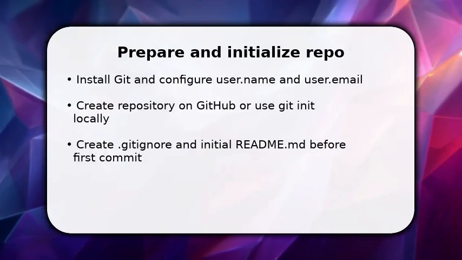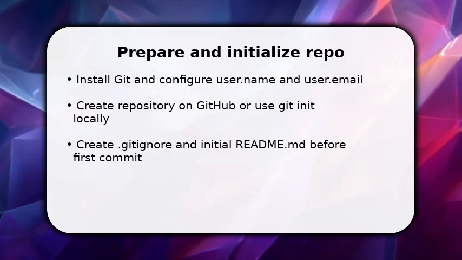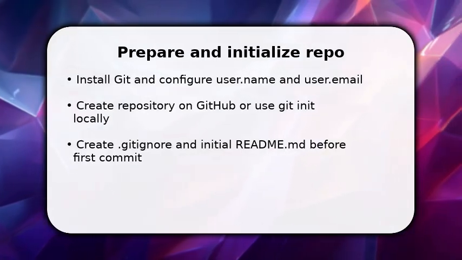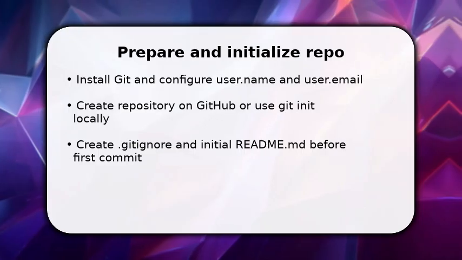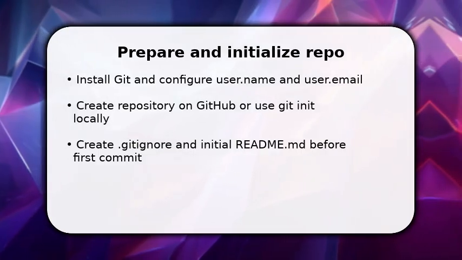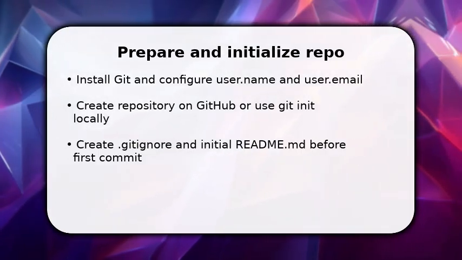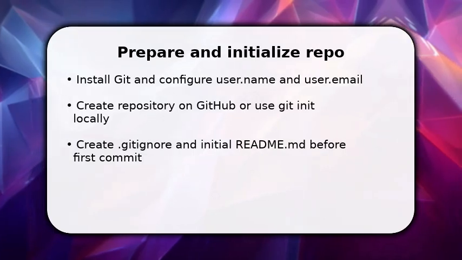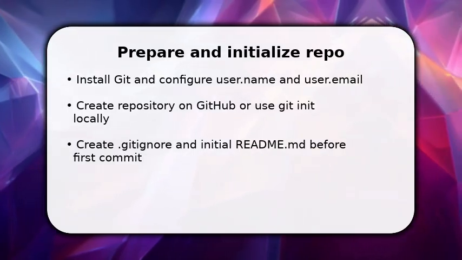You start by getting essentials in place. Install Git and set your user name and user email so commits attribute correctly. Once done, create the repo on GitHub or run Git in it locally and connect origin. Make a focused Git ignore and a README MD to document intent.